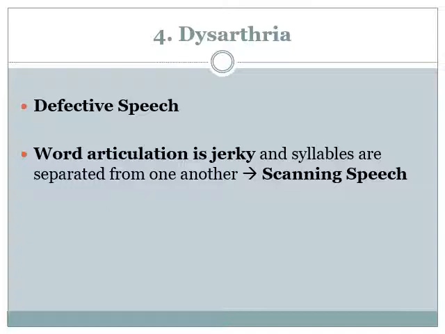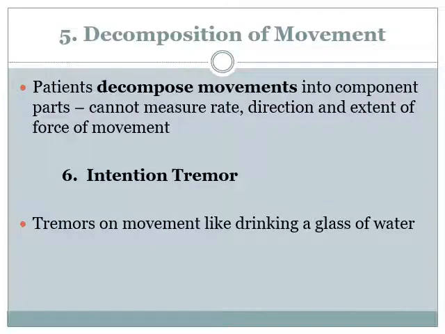Dysarthria is defective speech. For speaking and articulation, there is a relationship maintained between the agonist and antagonist muscles, and there is vocalization. This is also distorted, and such a person usually has a scanning type of speech, or you can say slurring. Then there is decomposition of movement. The patient decomposes movements into component parts and cannot measure rate, direction, and extent of the force. All these three would be distorted: the rate, the direction, and the movement.